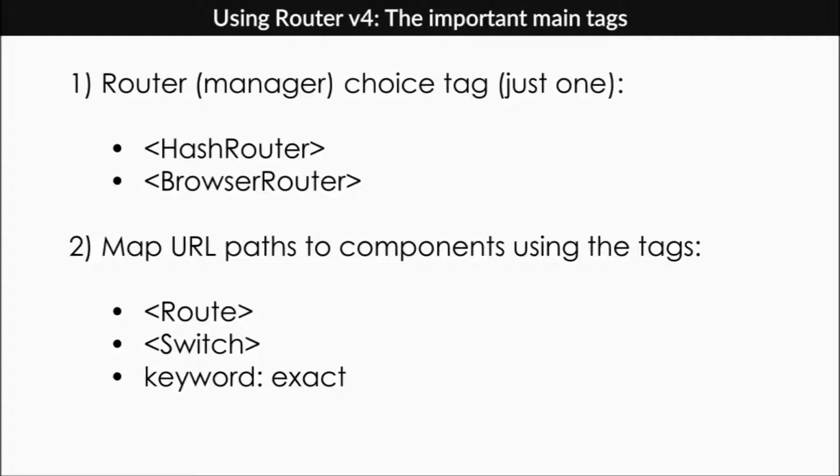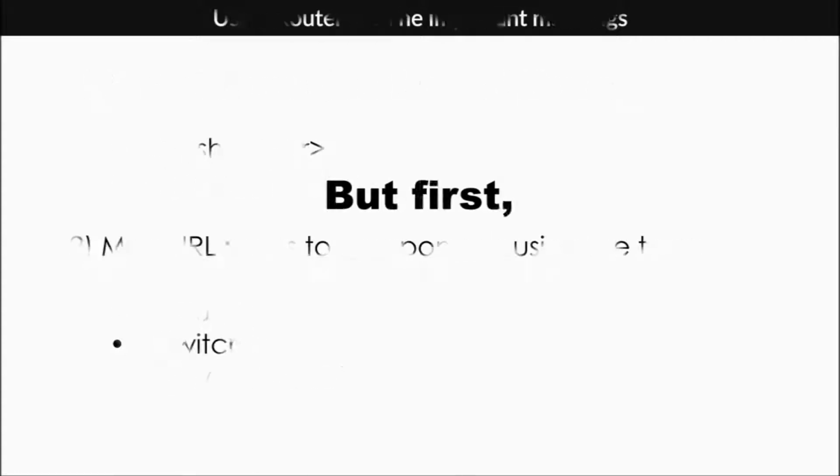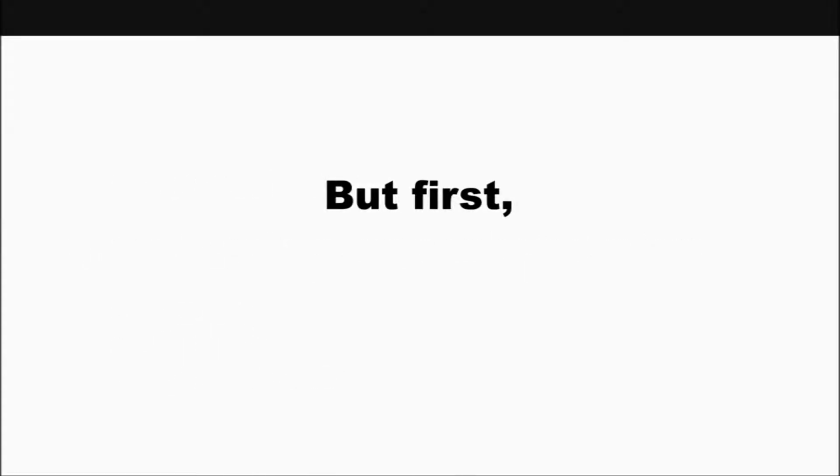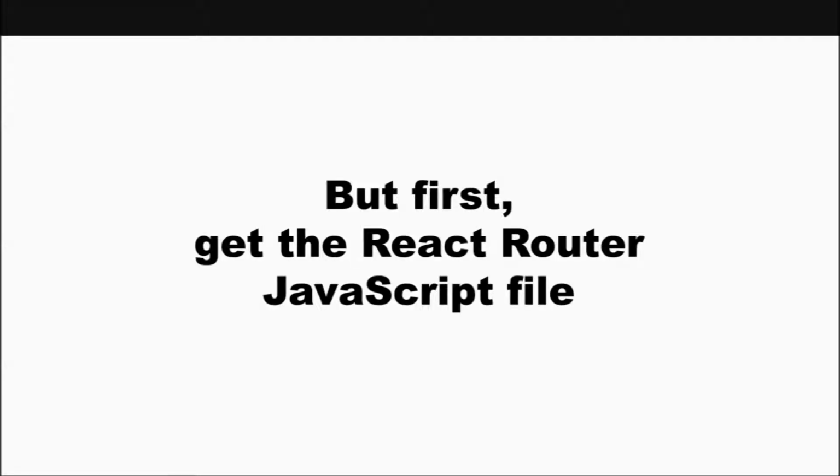And the second bullet item there, map URL paths to components. These are the main router tags you're going to be using: route, switch, and the keyword exact. But first, folks, there's something very important. You've got to get the React Router JavaScript file.